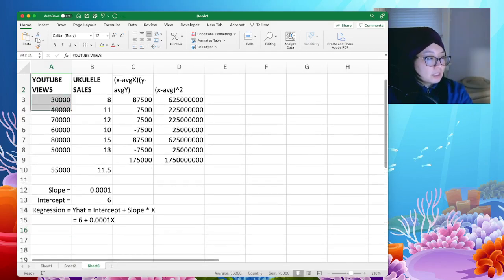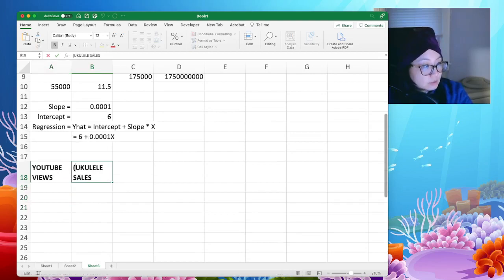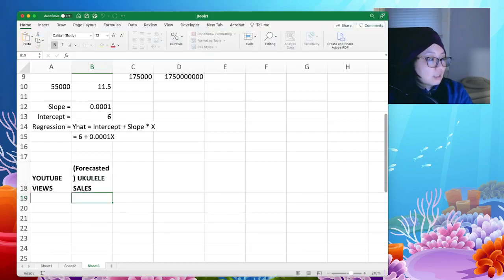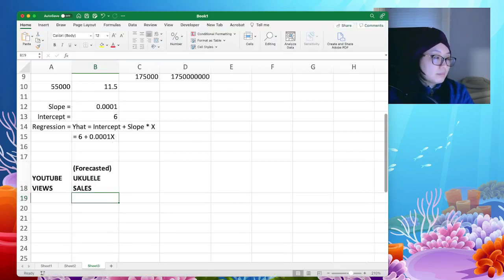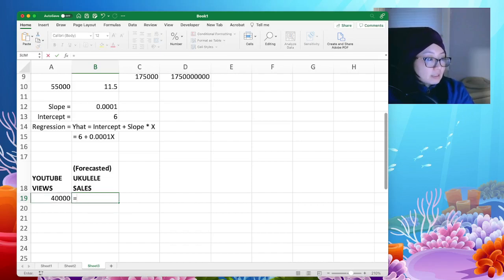So now let's predict that. So we have here, let's scroll down the page. So predicted values forecasted. There we go. So let's say we want to guess what the value is of 40,000. What we're going to do is plug this 40,000 into this regression model. So we have 6 plus 0.0001 multiplied by this value. All right, so we're going to get 10.